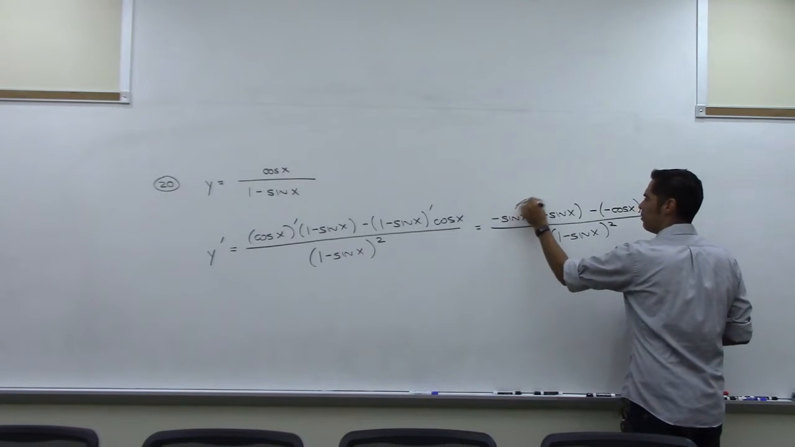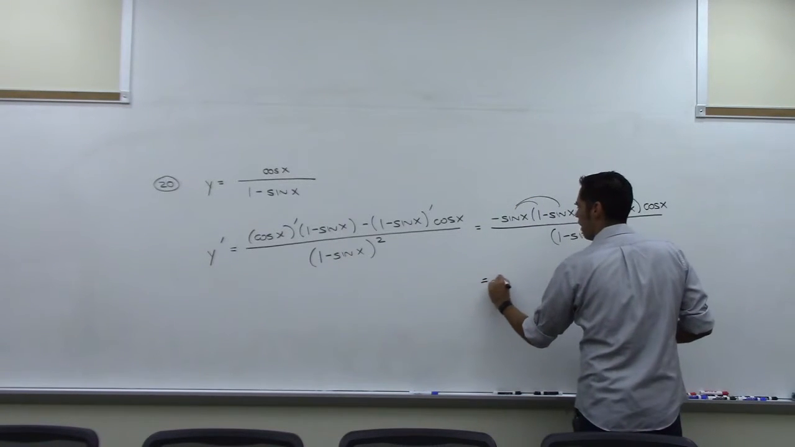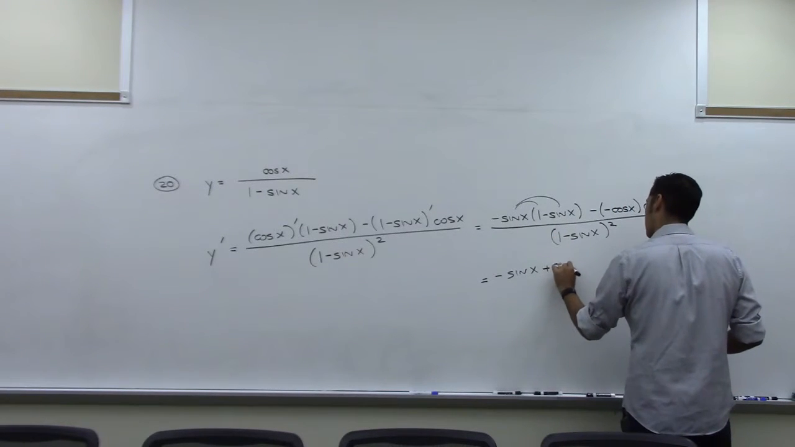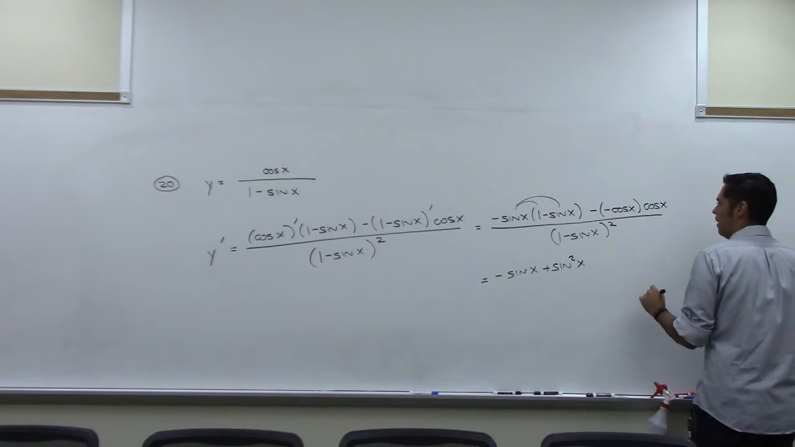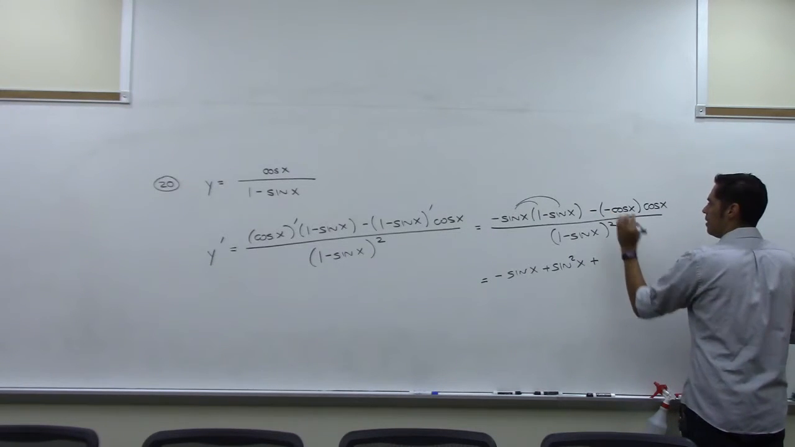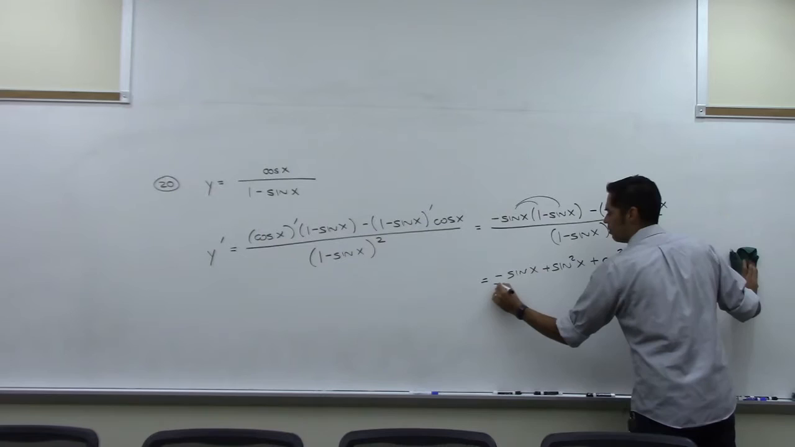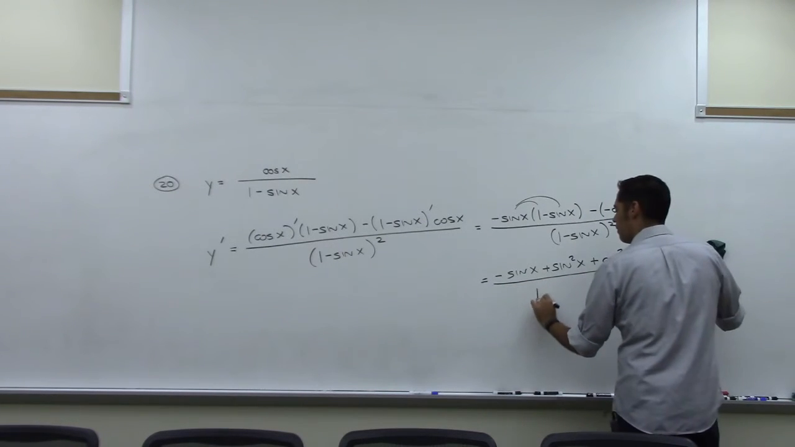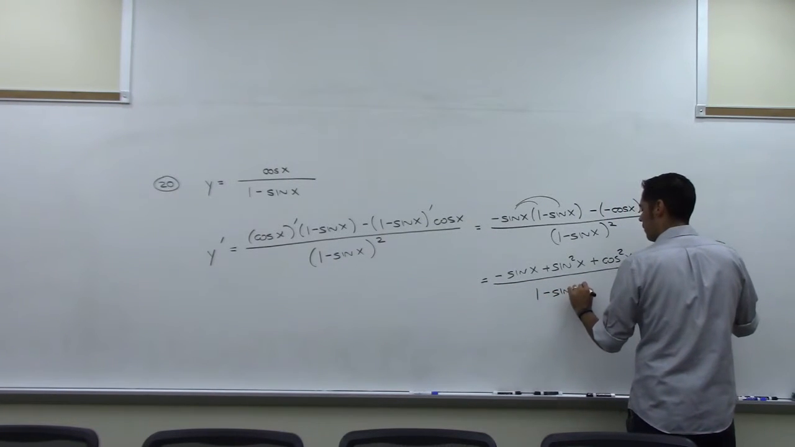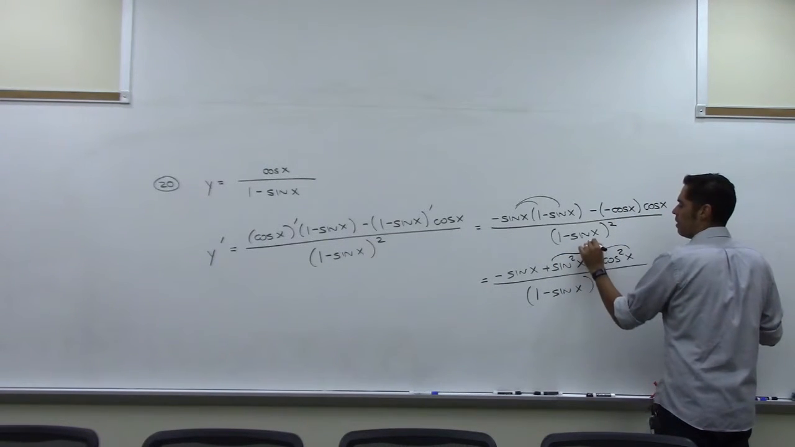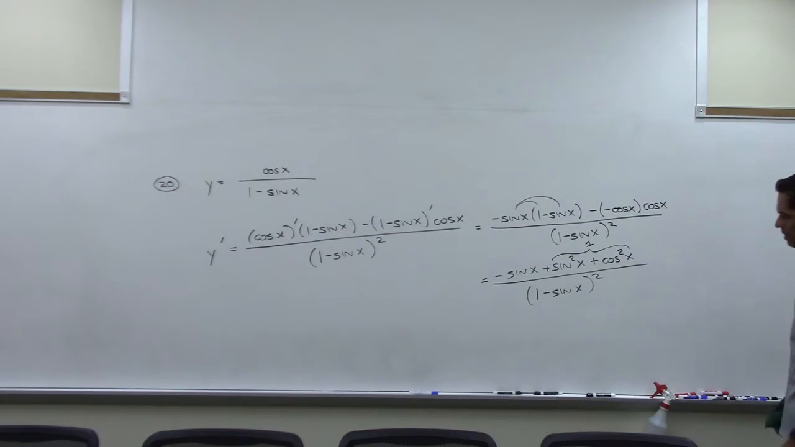Now I'll distribute through this parentheses. I will have negative sine x. I'll have plus sine squared x. And then, look at this. Minus minus is plus, cosine times cosine is cosine squared x. And do you recognize that from pre-cal? I hope so. Sine squared x plus cosine squared x is 1. That's one of the big identities.